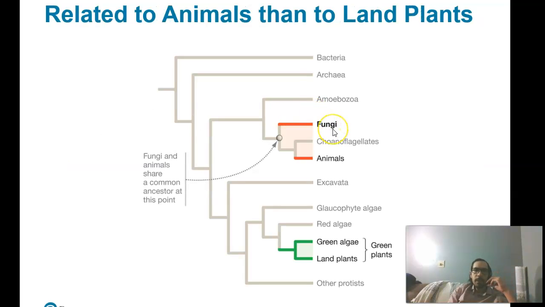Okay, so here you can see the phylogenetic tree that shows the relationship between fungi and animals. As you can see, they're more closely related to one another than fungi are to green plants, which are down here. So here they're just showing the common ancestor of fungi and animals.